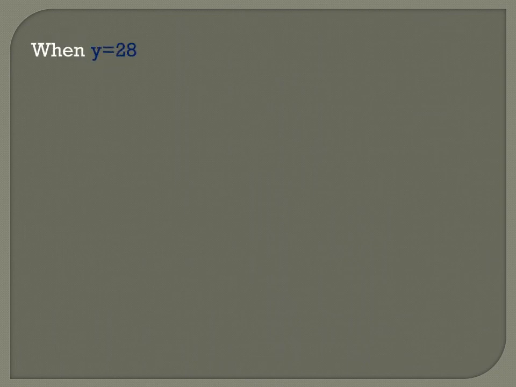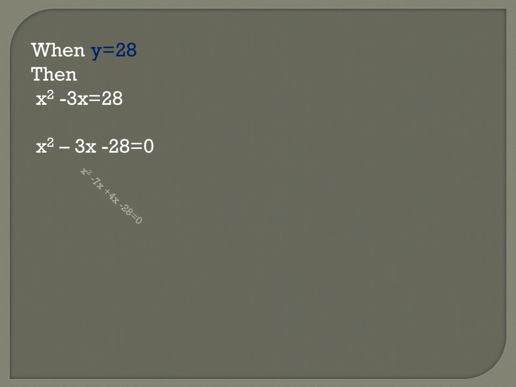Now we have to put the value of y is equal to 28 in the equation x square minus 3x equal to y, which will give us the equation x square minus 3x equal to 28. By taking all the terms on one side, we can write it as x square minus 3x minus 28 equal to 0. This is the quadratic equation in x, which can be solved by factorization method. We have to take any two numbers whose product must be equal to minus 28 and whose sum must be equal to minus 3. These two numbers are minus 7 and 4, which can be written as x square minus 7x plus 4x minus 28 equal to 0.